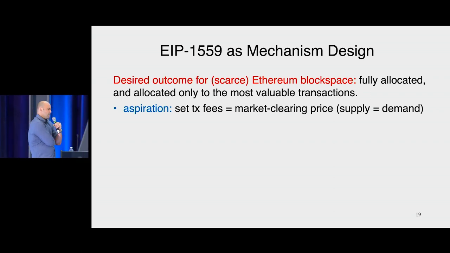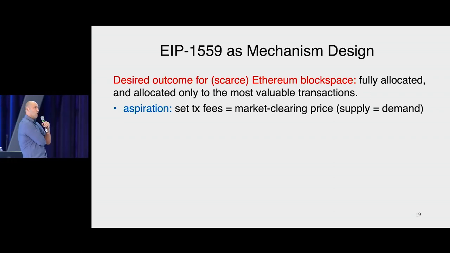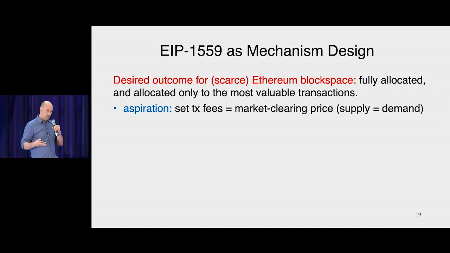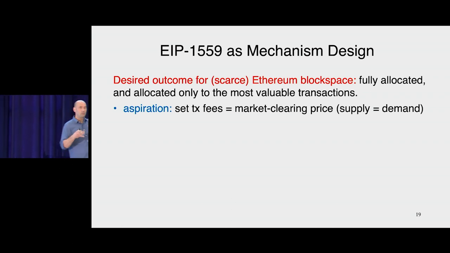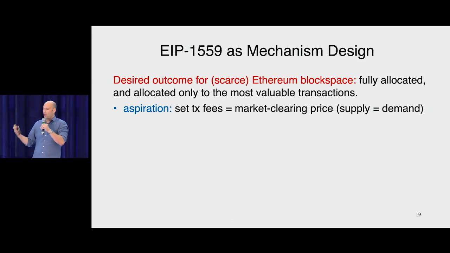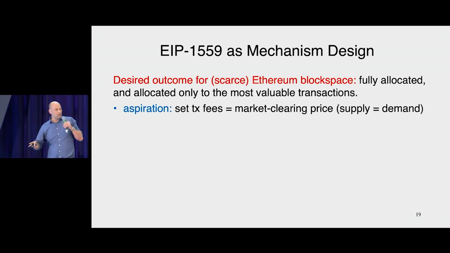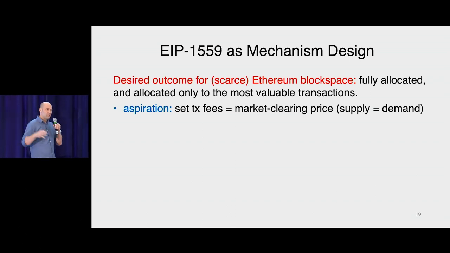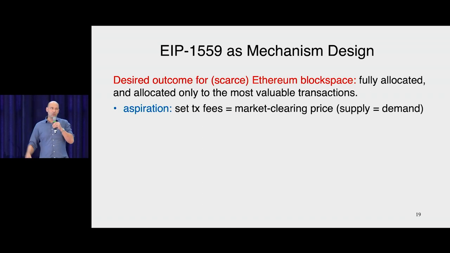Now, hypothetically, if a market clearing price fell from the sky, meaning a price that equalizes the supply, like 15 million gas per block in Ethereum, with the demand for block space at that price, so that 15 million gas of transactions would be willing to pay that price, then we'd be good. We'd have exactly the right amount of transactions getting in, and those willing to pay the price would also be the most valuable transactions.